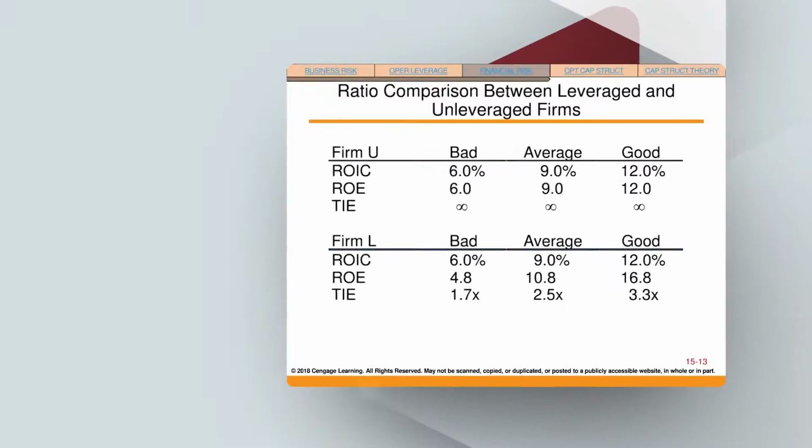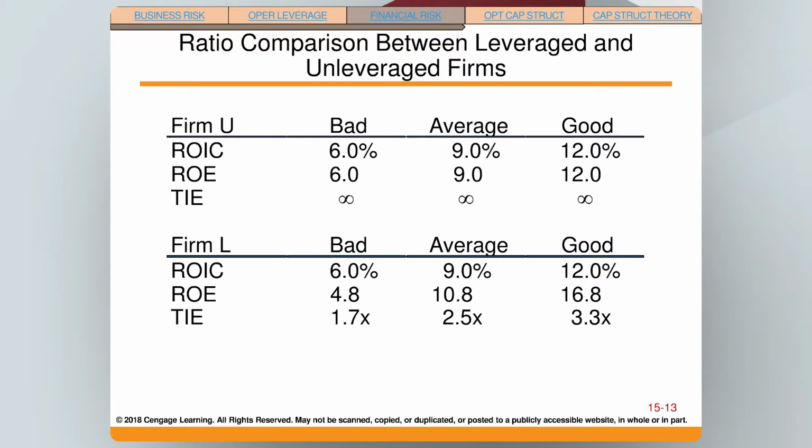Alright. So, ratio comparison naman between the leverage and the unleveraged. Okay, firm U and firm L. Tingnan mo, ROIC, the business risk, or return on invested capital. You have 6%, 9. Walang pagkakaiba sa ROIC. But in terms of the ROE, return on equity, mas maganda si firm U, si unleveraged. Okay, 6%, 4, and 12.